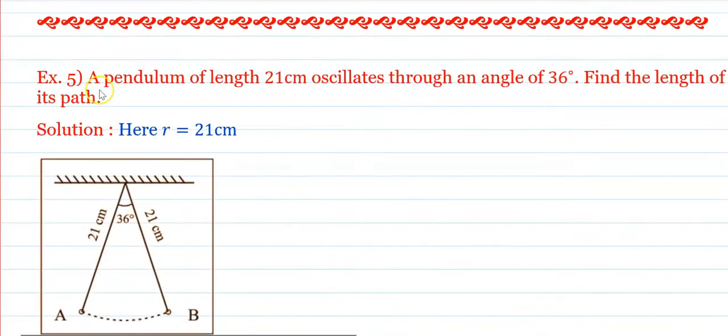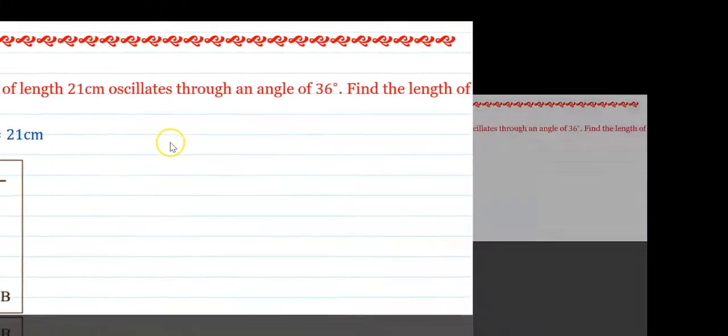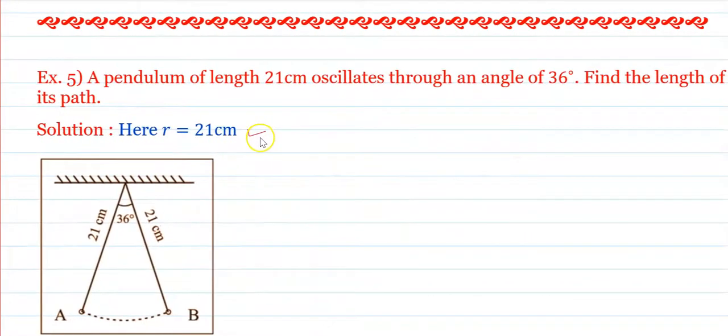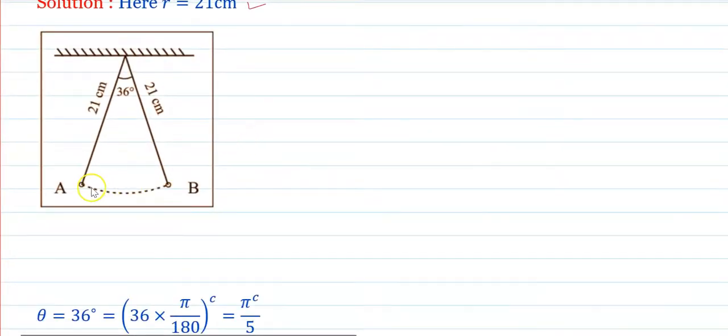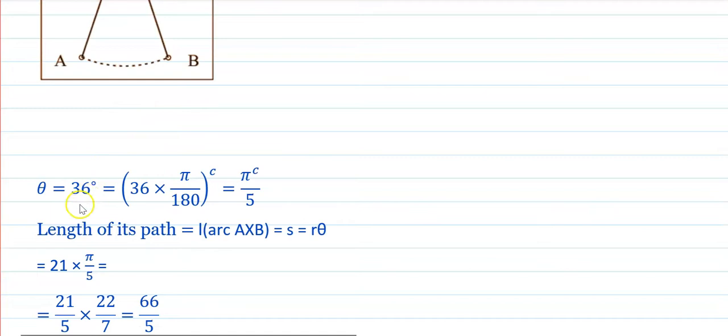Next problem. A pendulum of length 21 centimeter oscillates through an angle of 36 degree. Find the length of its path. Here r is equal to 21 centimeter, and we want to find out the length of the arc. It makes an angle of 36 degree at the center. Therefore, theta is equal to 36.